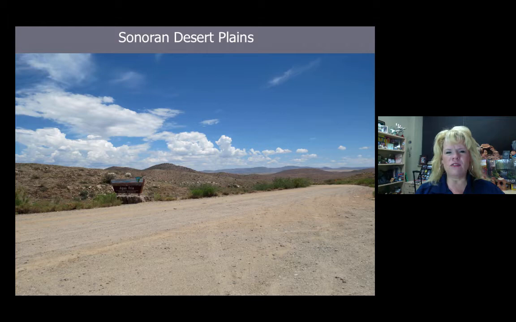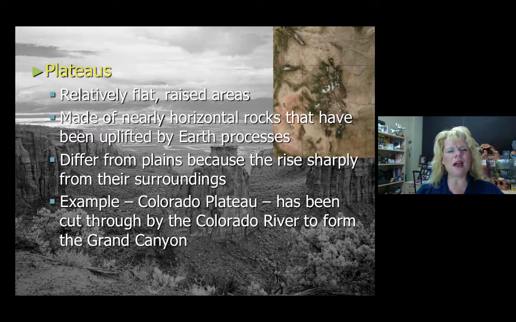To start with, Death Valley National Park. While this is not Death Valley, it was on our way to that location, and this was a great example of the Sonoran Desert Plains. You can just see a little bit of rolling topography in the back, some vegetation that's desert vegetation, but this is classic desert-type plains. So what are plateaus?